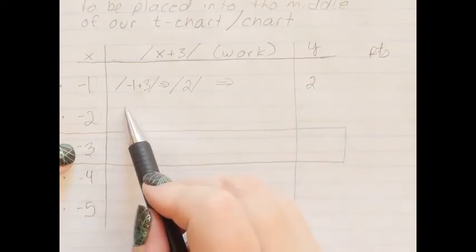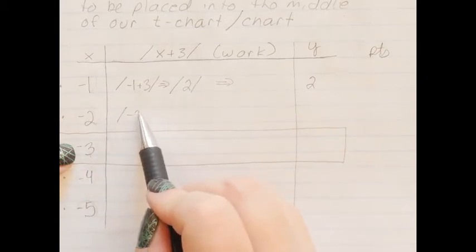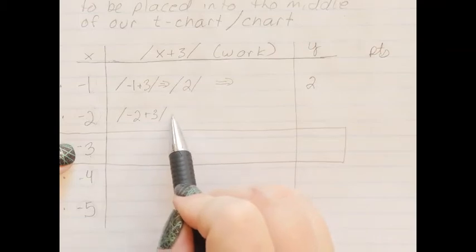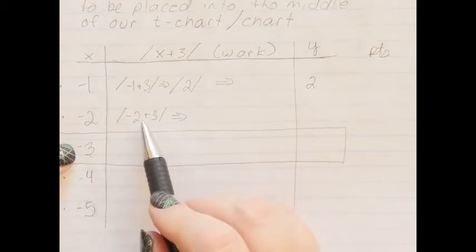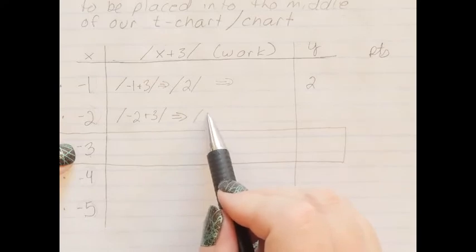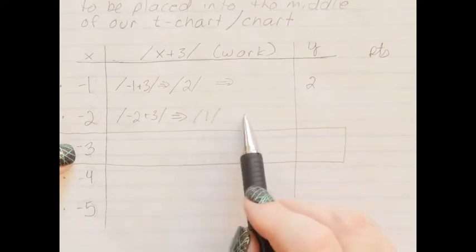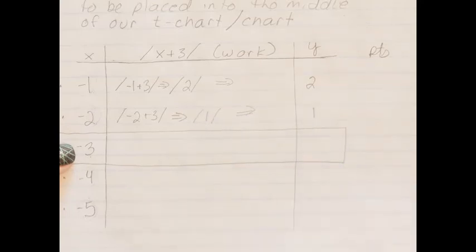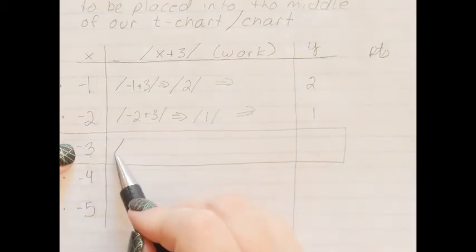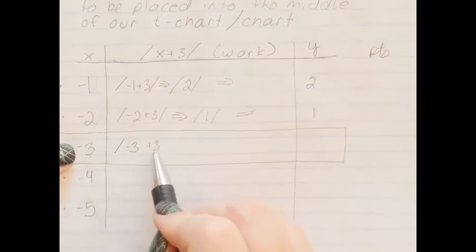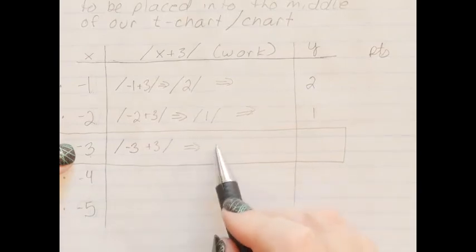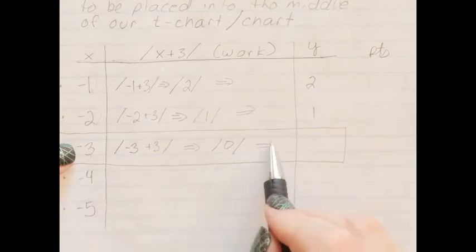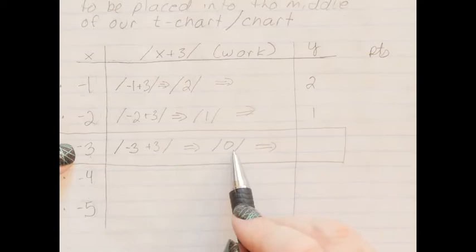Do the same thing for the next number, for -2. I have the absolute value of -2 plus 3. That number is going to give me 3 minus 2. Absolute value of 3 minus 2 is 1. So we have the absolute value of 1. The absolute value of 1 is 1. Next number is -3. I have the absolute value of -3 plus 3. -3 plus 3 is 0. Now that you simplified, you can go ahead and use the absolute value. The absolute value of 0 is 0.